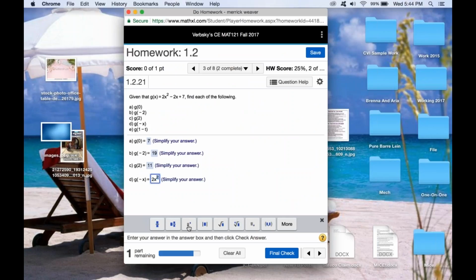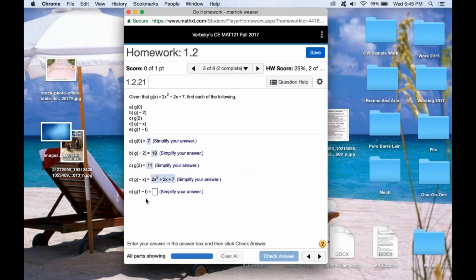So we're looking at g of minus x. What did we come up with? We came up with 2x squared plus 2x minus plus 7. No, was it plus 7? It was plus 7. In other words, the plus 7 doesn't change. Oh yeah, see, I made it a minus by accident. Oops. All right, I'm going to go ahead and make myself the presenter again.